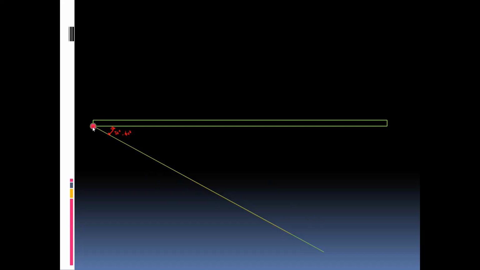So fix the compass at this point. That means it is a center. And take a suitable distance in the compass: 1 centimeter, 1.5 centimeter, 2 centimeter. And draw the arc on this line like this.